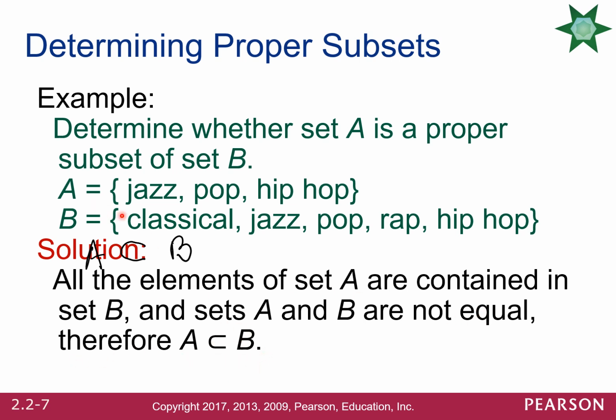All right, so here B has a few extra elements which are not in A. That's fine. We say A is a proper subset of B as long as all the elements of A are present in B and B has a few extra elements which make the sets unequal. All right, they are not equal. We can conclude that A is a proper subset of B.